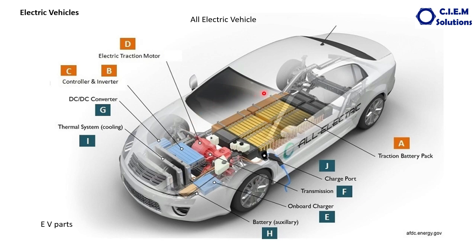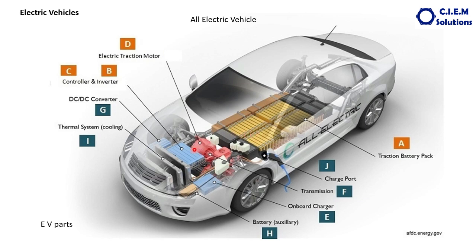The critical parts of the all electric vehicle: the first one is the traction battery pack, which stores electrical energy like a fuel tank in the IC engine vehicle. This is the traction battery pack. How the traction battery pack works, we will discuss in the coming slide. The next component is the electric traction motor. The traction motor runs with the electrical energy received from these batteries.